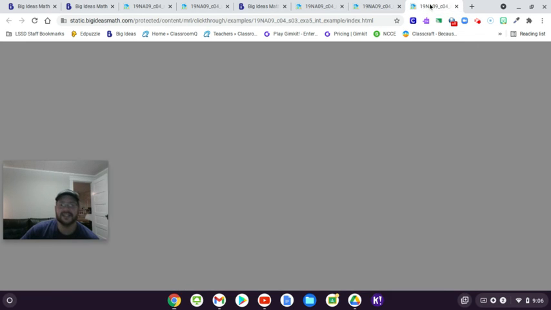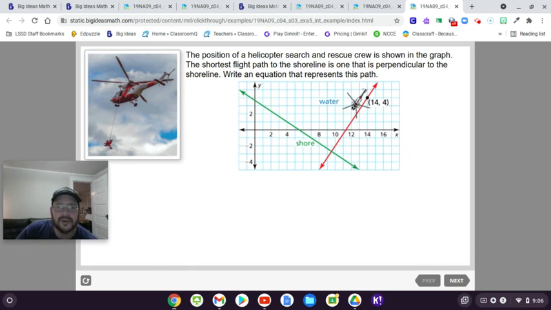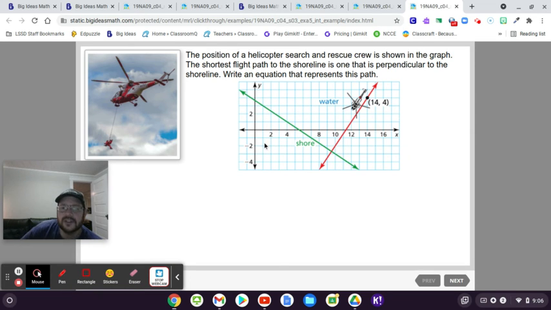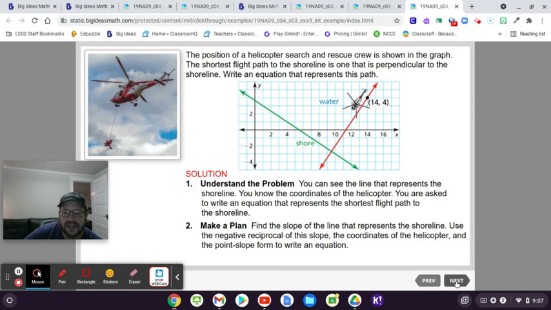And the last thing is a story problem, of course. So we have a helicopter and a search and rescue, and we have this line, and it has to be perpendicular to this line. So write an equation that represents the path. So what we need is at least one of the equations. That one point is not good enough. So we got to understand the problem and make a plan. So the plan is we have to find the equation for one of these lines first.